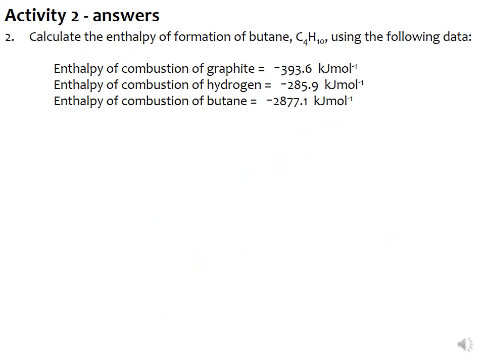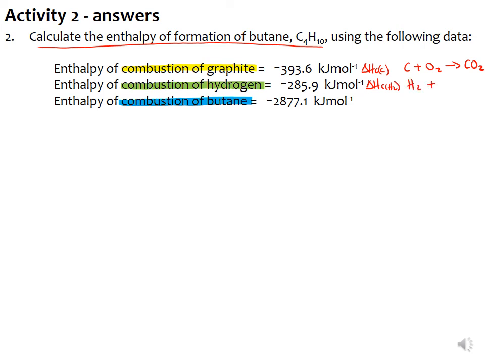And the answer to question number 2: calculate the enthalpy of formation of butane using the following data. So we have the enthalpy of combustion of graphite, we have the enthalpy of combustion of hydrogen, and we have the enthalpy of combustion of butane. So these are all delta HCs. Graphite is pure carbon, so this would be delta HC of C, and the combustion of that would be carbon plus oxygen forming CO2. Hydrogen we know is H2, and the delta HC of that would be H2 plus O2 forming H2O.